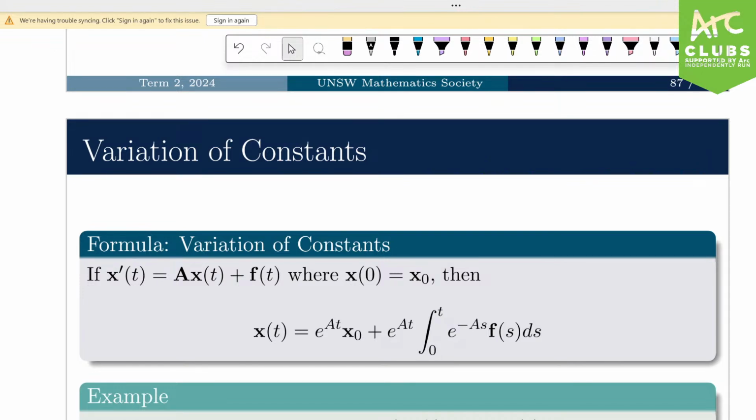Just as a refresher, if x dash of t equals A x of t plus some vector valued function f of t, not necessarily constant, where the initial condition is x naught, then we say that x of t is e to the At x naught plus e to the At times the integral from 0 to t, and inside the integral we have e to the minus As times f of s ds. Okay, that's a mouthful, but to get e to the minus As, if we have e to the At, we just replace every t with a minus s. That's all we're doing, nothing too fancy going on there.